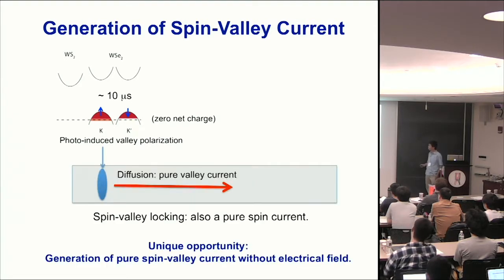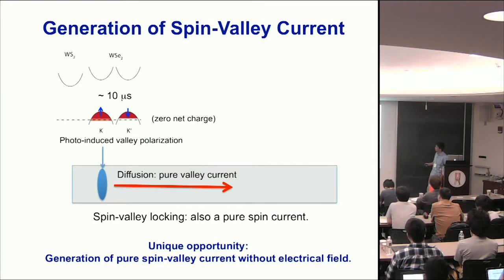And if we create it locally in a device, using a local laser excitation as I described here, then I will have a net excess of K valley holes here and a deficit of K prime valley holes here. Basically they want to diffuse around. The K valley holes want to diffuse out, and the K prime valley holes want to diffuse in.